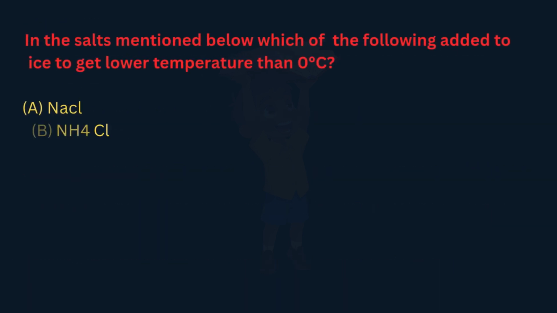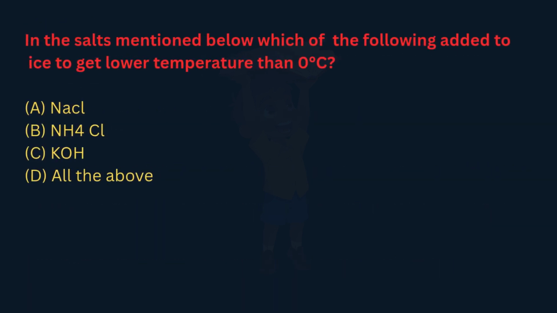In the salts mentioned below, which of the following added to ice to get lower temperature than 0 degrees Celsius? A. NaCl. B. NH4Cl. C. KOH. D. All the above. And the answer is option D.